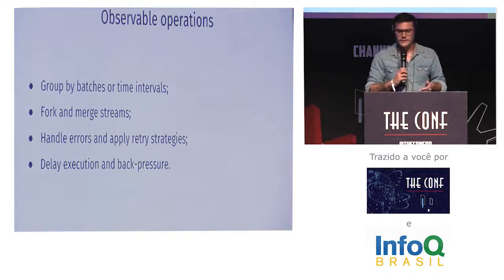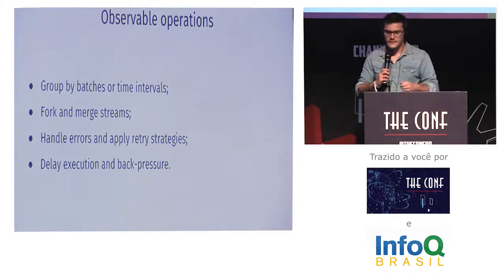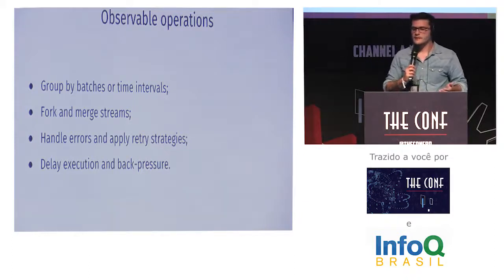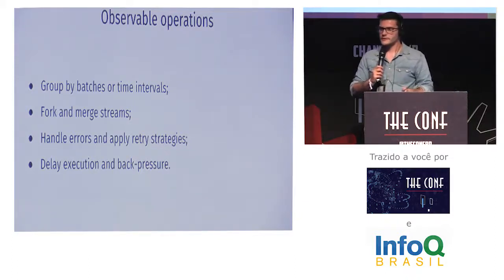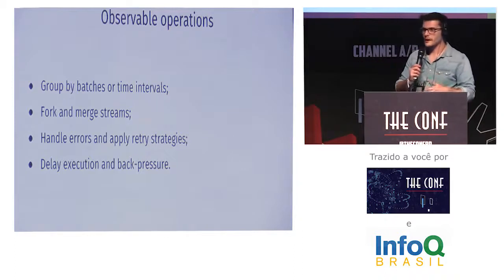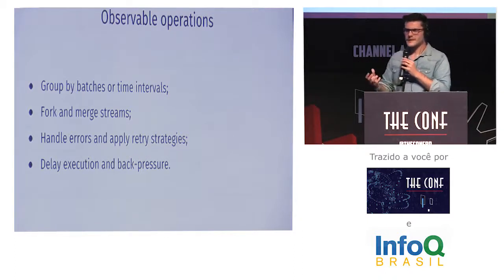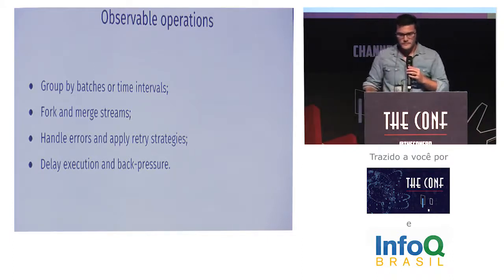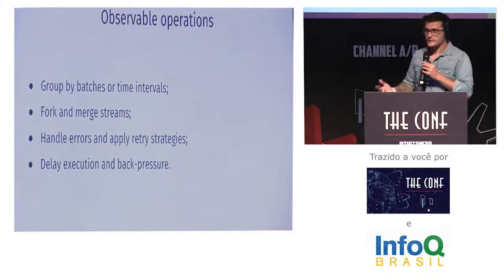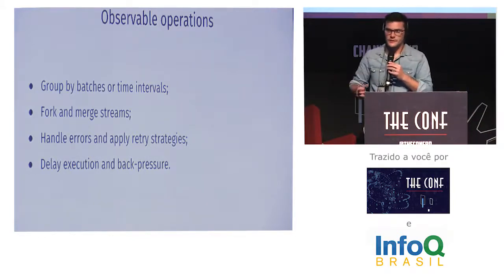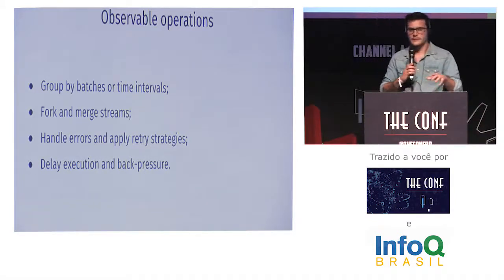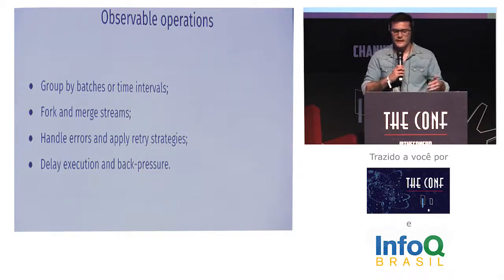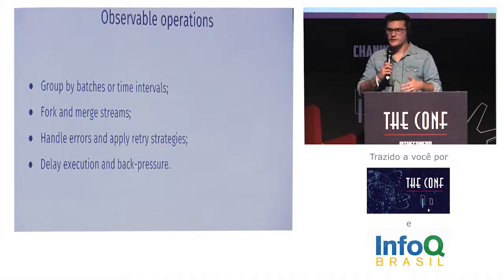Other operations found in stream libraries that you can use: you can group events by batch sizes or timing intervals. That's very useful to control the execution and exactly control the performance and the output that your system might have. You can fork the data sources based on types to create substreams or sub-observables that you can share between your code. Or merge two different data sources using some computation rule.